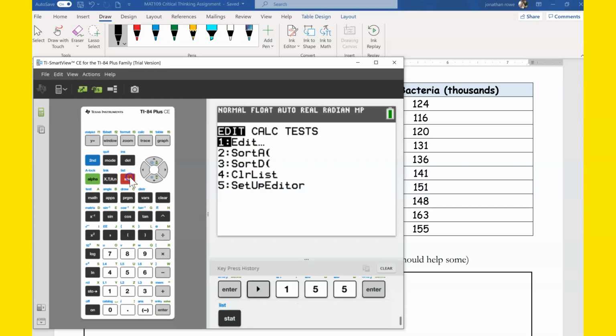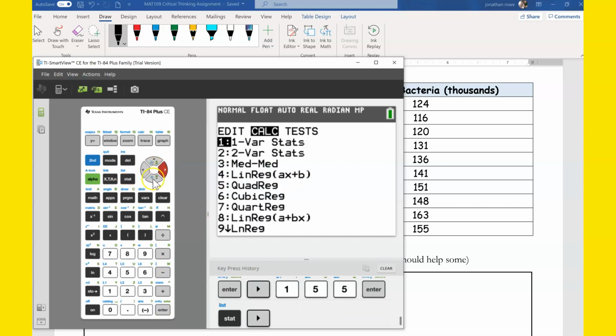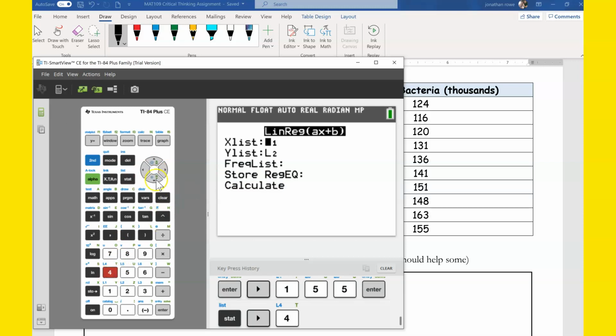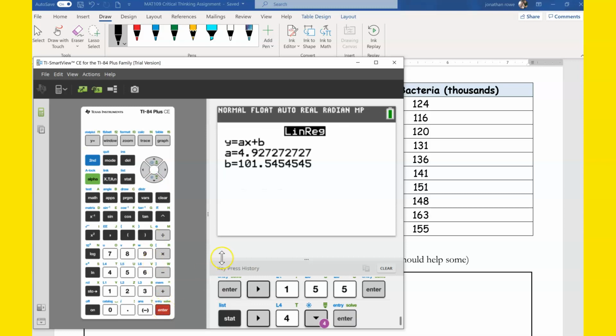So I hit Stat, I click over to the Calc tab, and I click option 4 for LinReg again, and I keep it set up the same way. XList L1, YList L2, nothing for the frequency list, nothing for the other thing, store, I don't even know what that is, nothing there, and click Calculate. And I have a little bit different A and B this time, a little bit different slope, M or A in this case, and y-intercept. 4.93 and 101.55.